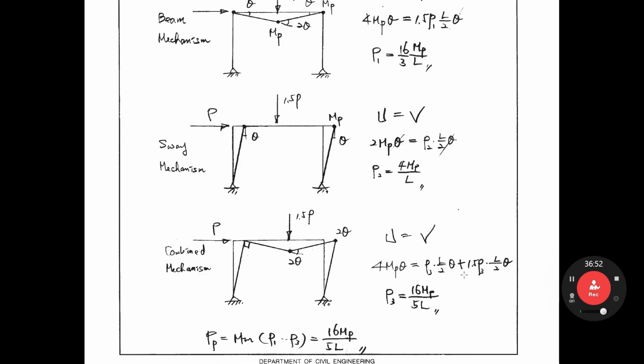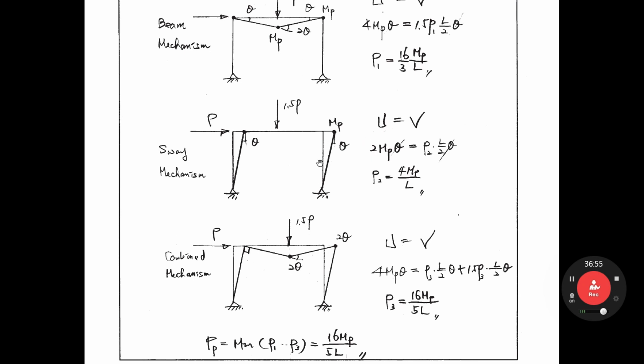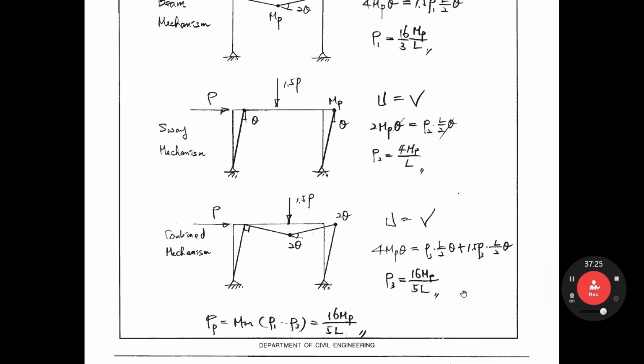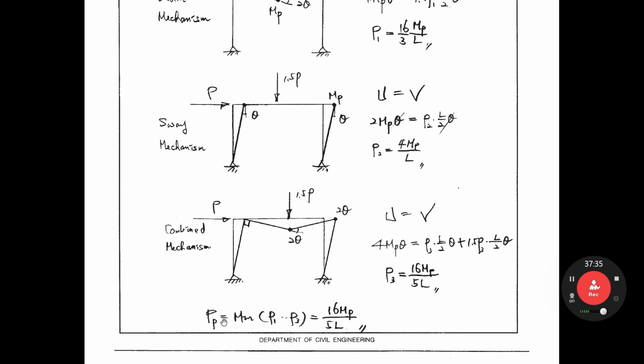How about the combined mechanism? In fact, combine these two. Then this one is 2 theta. If we add together, this 2 theta and this 2 theta. So MP, MP, 2 theta, 2 theta, 4 MP theta internal work. External work is 1.5 P times this displacement, plus P times this displacement. So the collapse load of this combined mechanism is P3. So the plastic collapse load must be the minimum of these three, 16 MP over 5L. So this combined mechanism is the real collapse mechanism. So you get the PP.